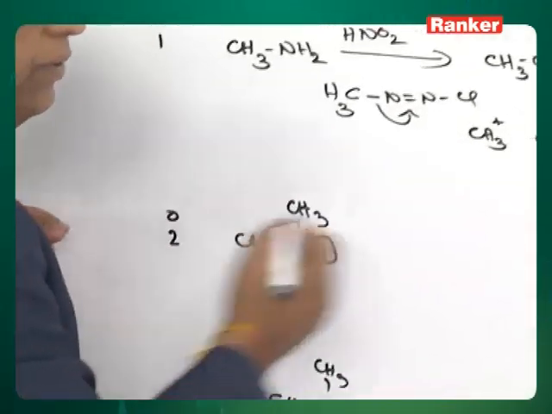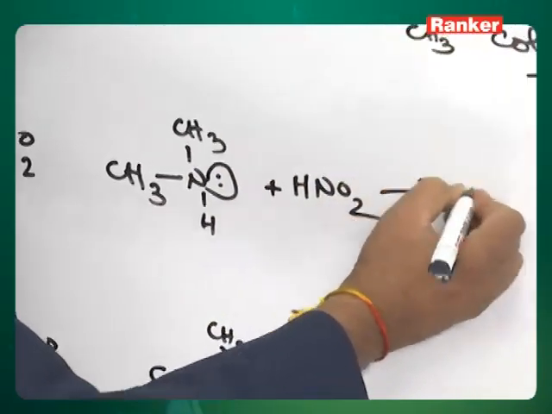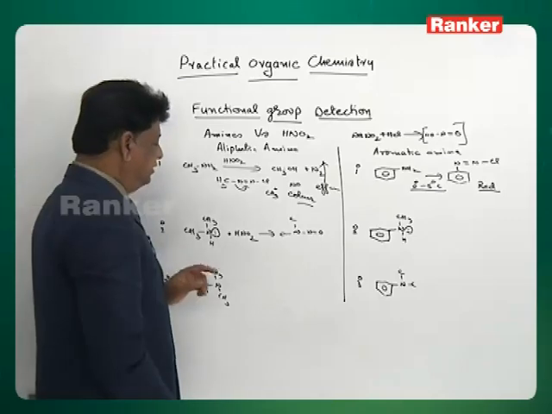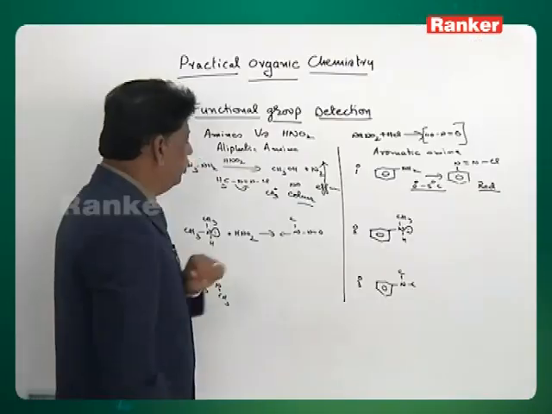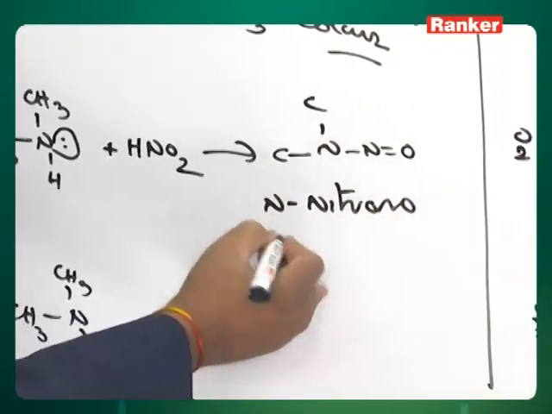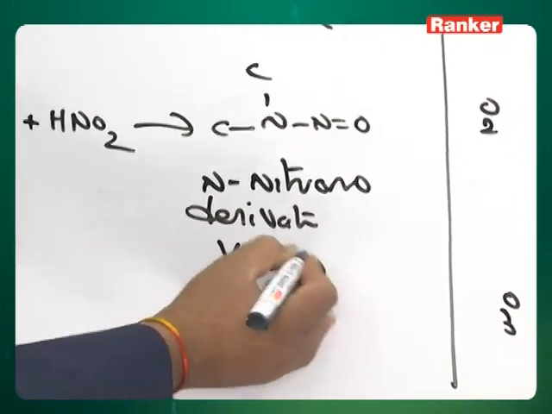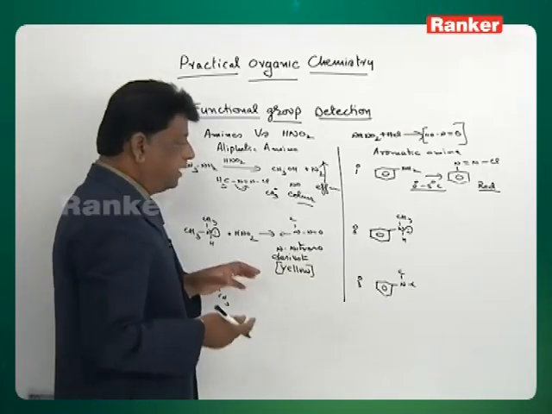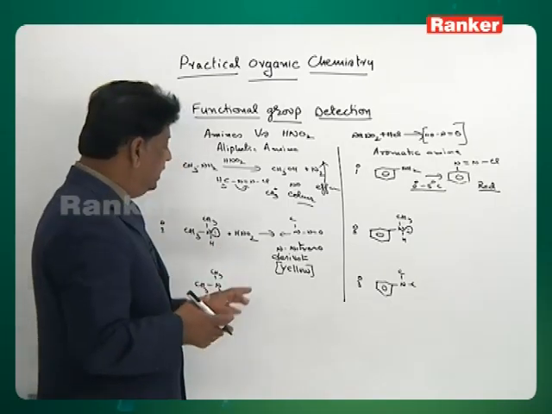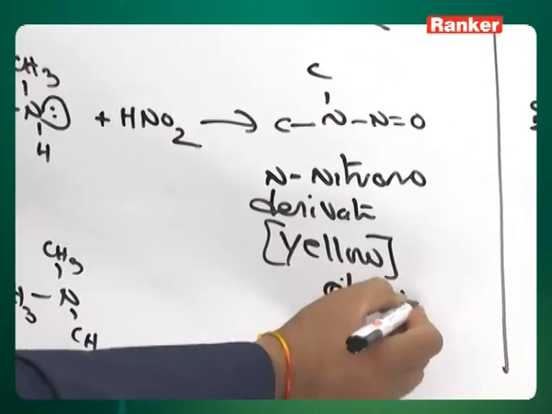Now for the 2 degree, when you add nitrous acid HNO2, both give the same reaction, and N-NO will come. The hydrogen is replaced by the NO group. This is called an N-nitroso derivative. These derivatives are yellow in color. Now we are interested in the practical approach, not the theoretical reaction. However, theory background is needed. But what color will you get? Yellow color, and an oily liquid is formed.